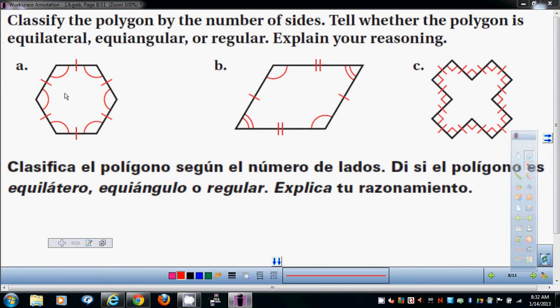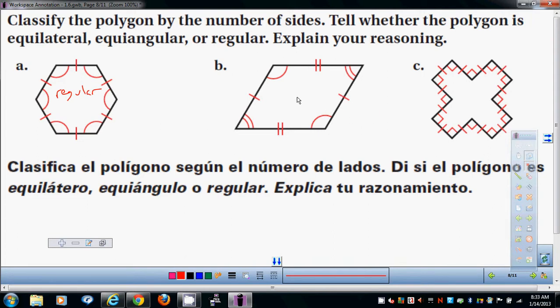What about the angles? Are they equal? That's right. And if it's both, then it is regular. Regular. What about B? Is it equilateral, equiangular, or neither? Or both? What can make it regular? It is neither. This angle and this angle have different numbers of loops, so they're not the same. These have different numbers of dashes, so they're not the same. So this would be a neither.